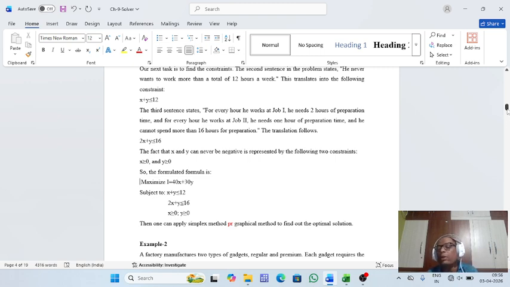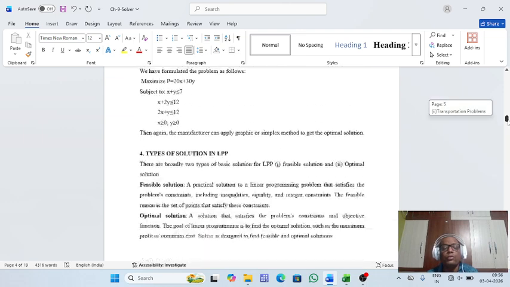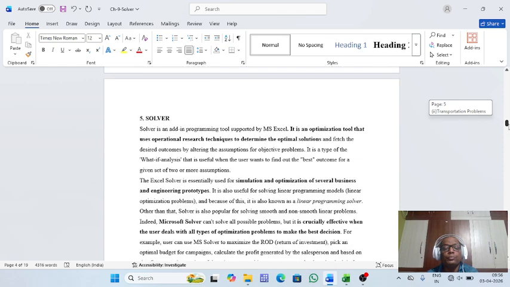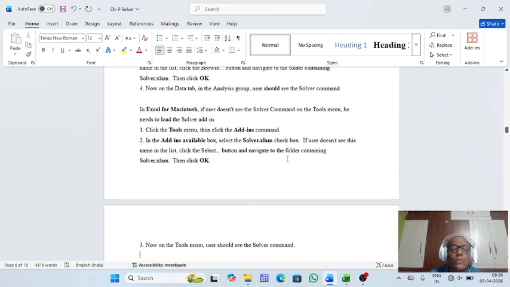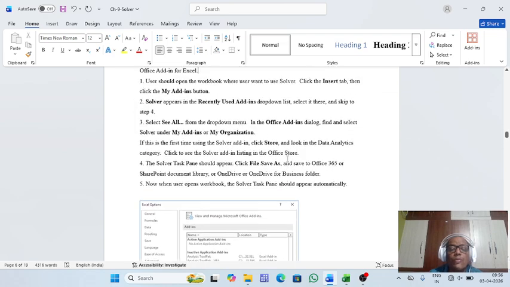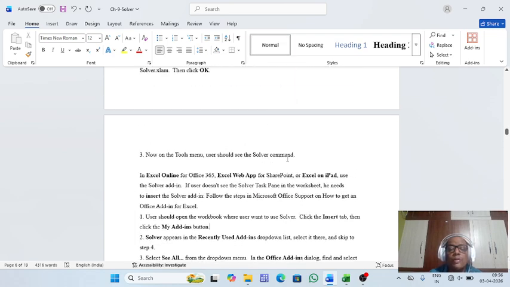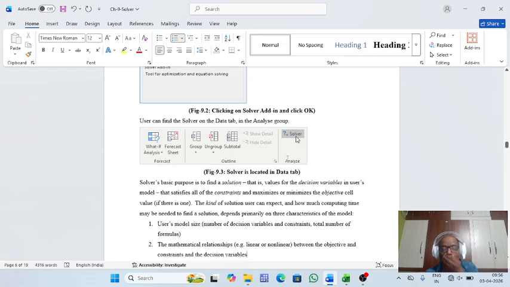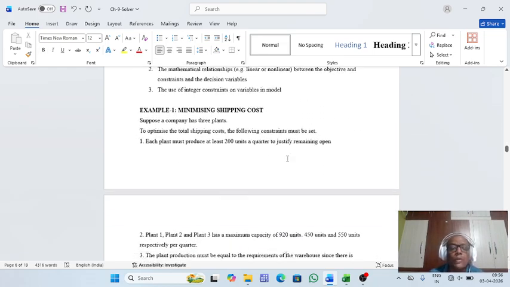Now we'll go for the Solver. How it will be done? See, this is the process of installing Solver in MS Excel.